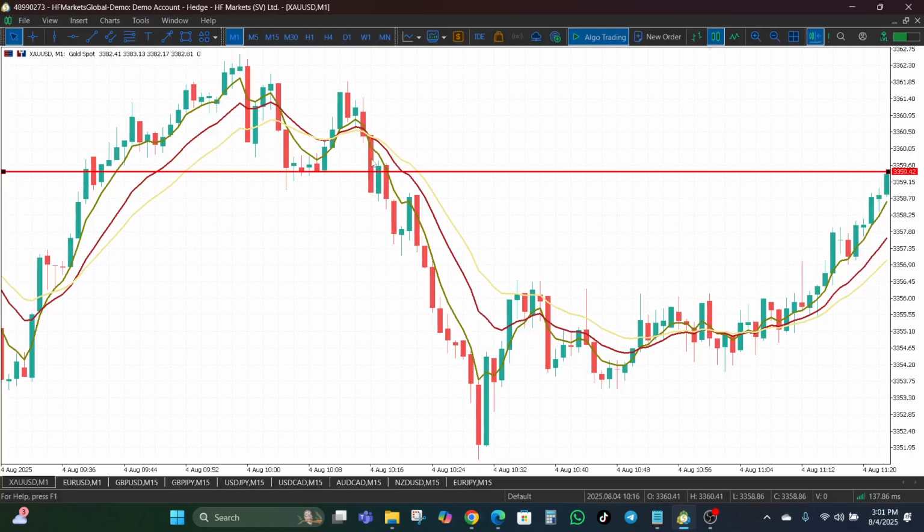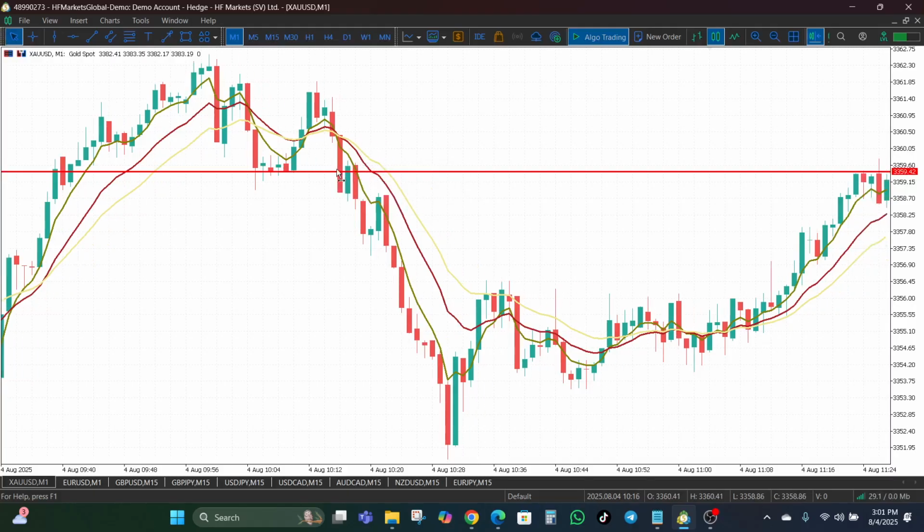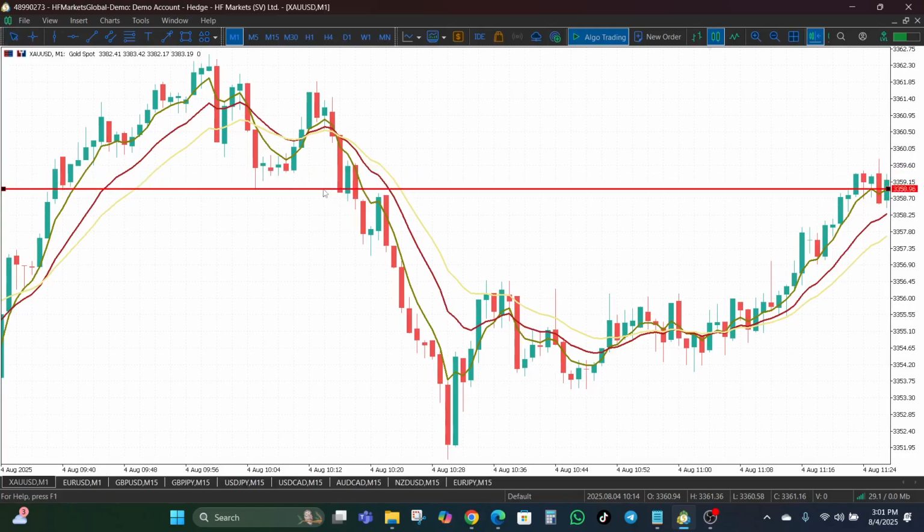So once you have confirmed the conclusion of this pullback, how do you confirm the conclusion of the pullback? Once price has hit the moving average, whether it's the 5 or the 13 or the 21, then you wait for the next candle to form. The next candle to form, this our sell, we have to be below this.